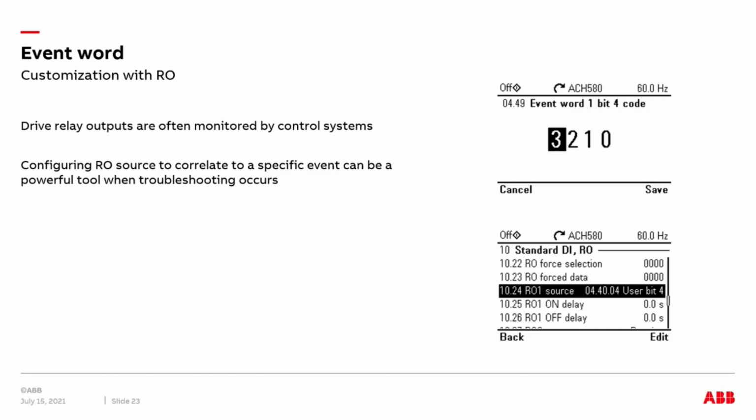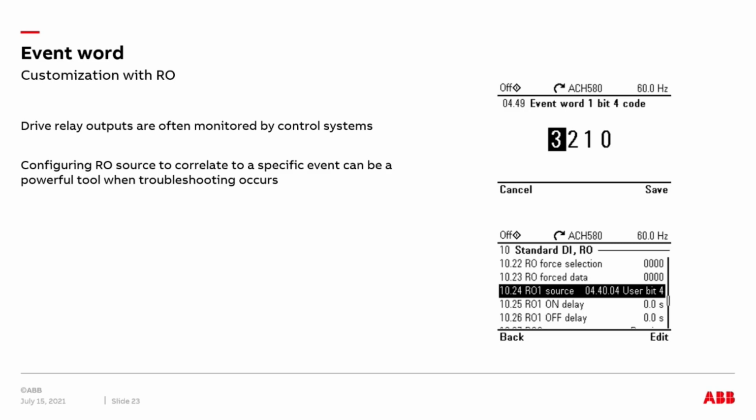So here, I want to show how we can use the event word and customize it with one of the relay outputs. Drive relay outputs are often monitored by control systems. The drive's default settings dedicate a single relay output for just a general fault status. But when that fault occurs, you're not sure what fault actually did occur. So maybe there's a critical fault that you really want to monitor.